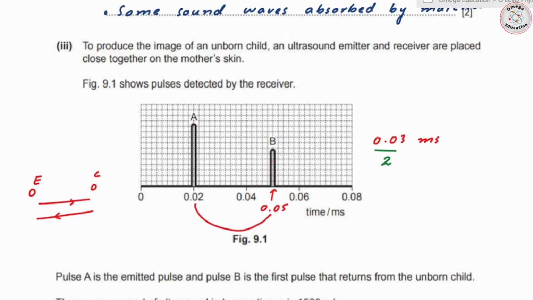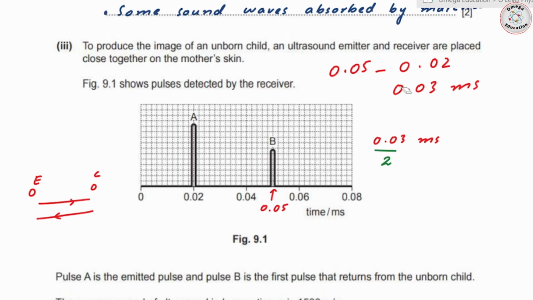This is the time for the two-way trip, which is 0.05, because in the middle of 0.04 and 0.06 you must be having 0.05. So 0.05 minus 0.02 will leave you with 0.03. This 0.03 milliseconds is the time for the two-way trip.